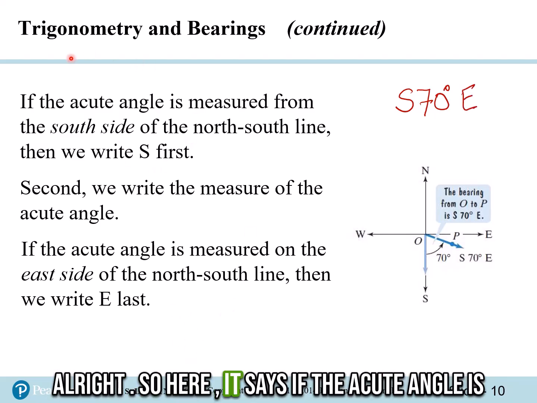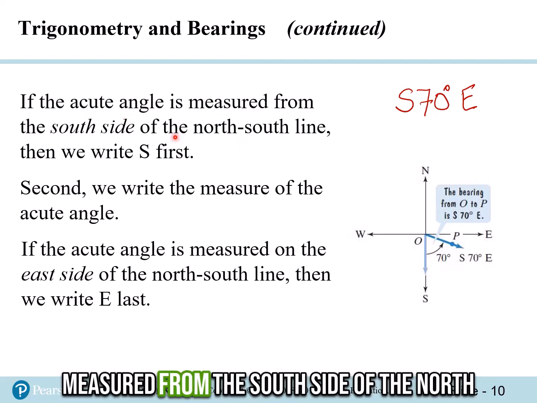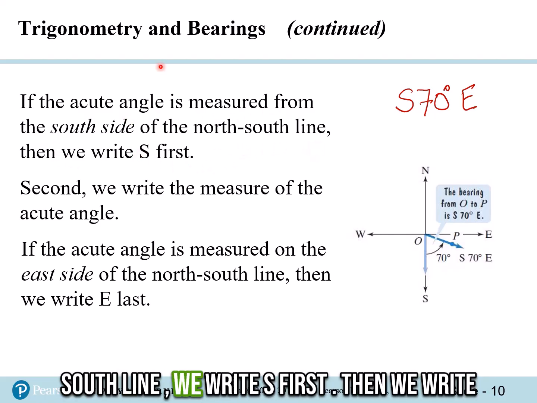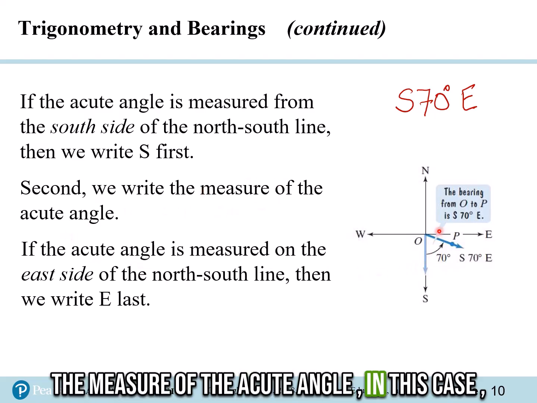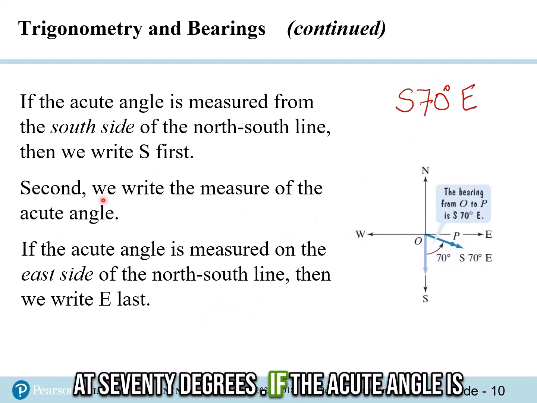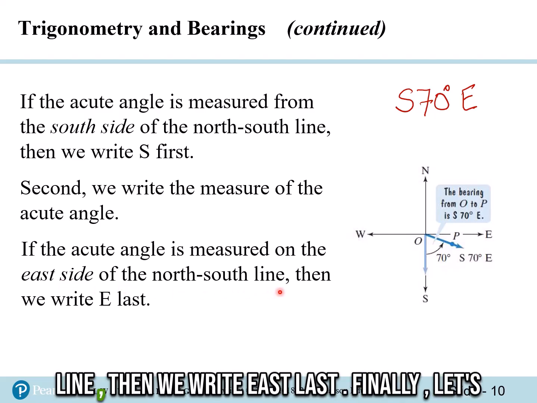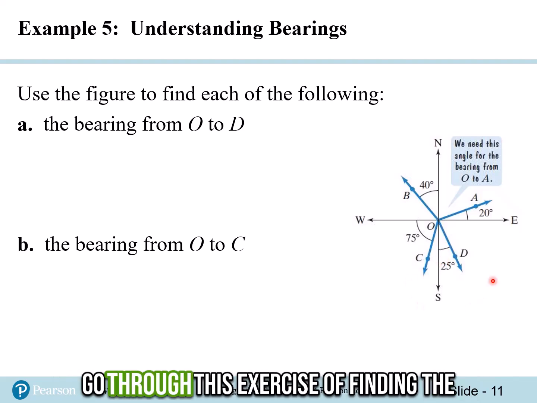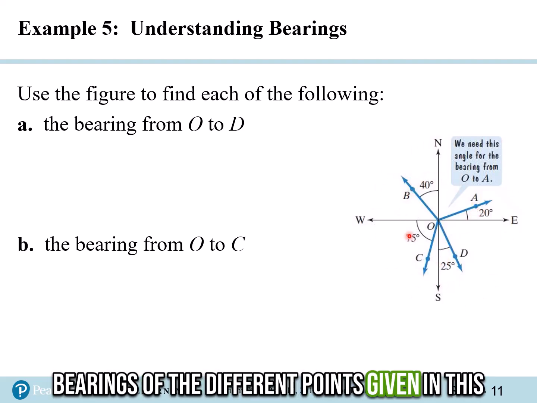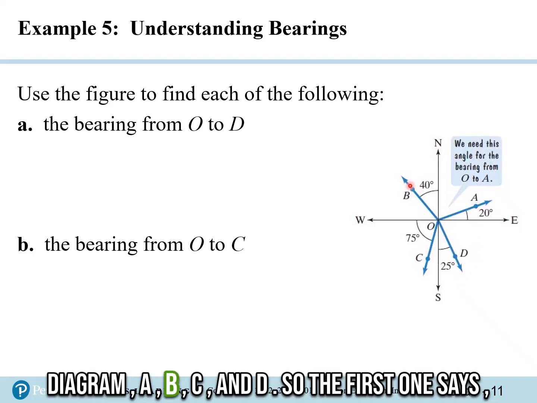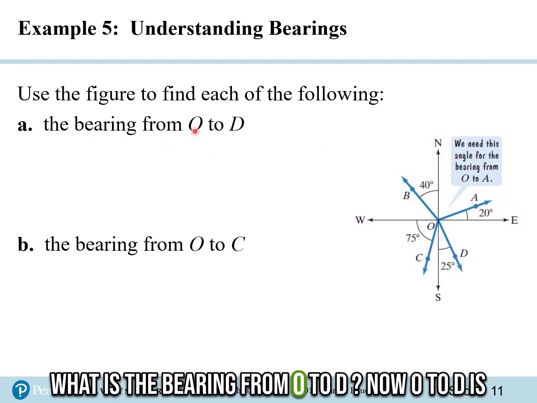All right, so here it says if the acute angle is measured from the south side of the north-south line, we write S first, then we write the measure of the acute angle, in this case 70 degrees. If the acute angle is measured on the east side of the north-south line, then we write east last. Finally, let's go through this exercise of finding the bearings of the different points given in this diagram, A, B, C, and D. So the first one says, what is the bearing from O to D?